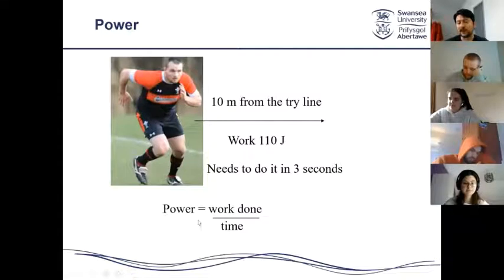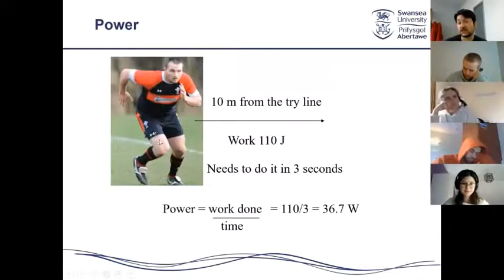So we go back to power being equal to work done divided by time. We've already calculated the work done as 110 joules. And we have now introduced the concept that we need to do this within 3 seconds. When we divide 110 by 3, this is equal to 36.7 watts. So for all of this to happen, Ken's legs need to supply in total 36.7 watts of power.